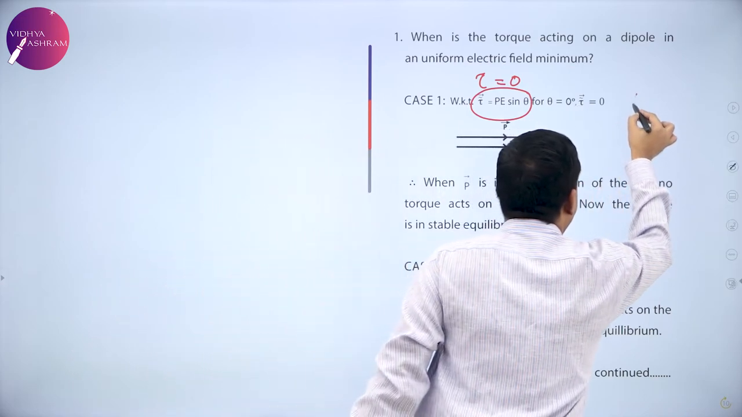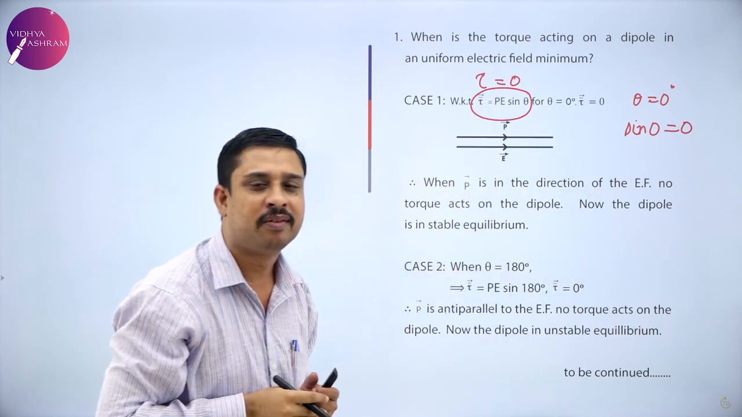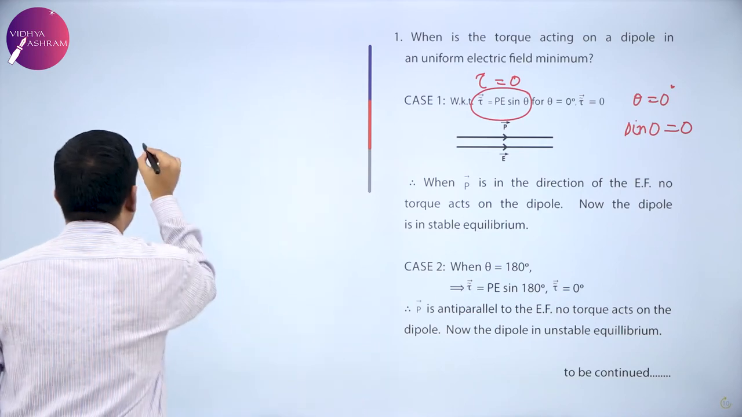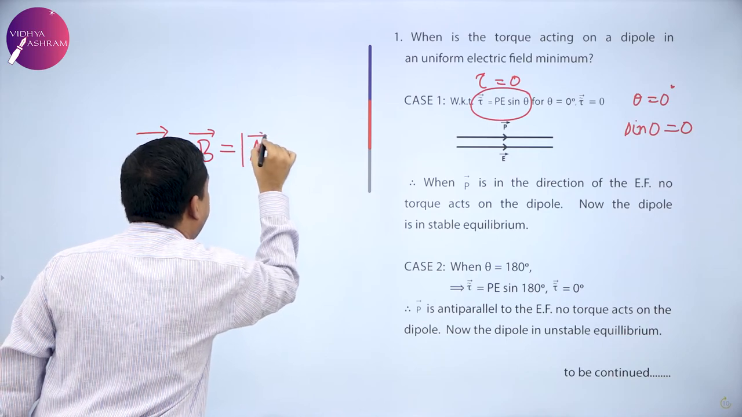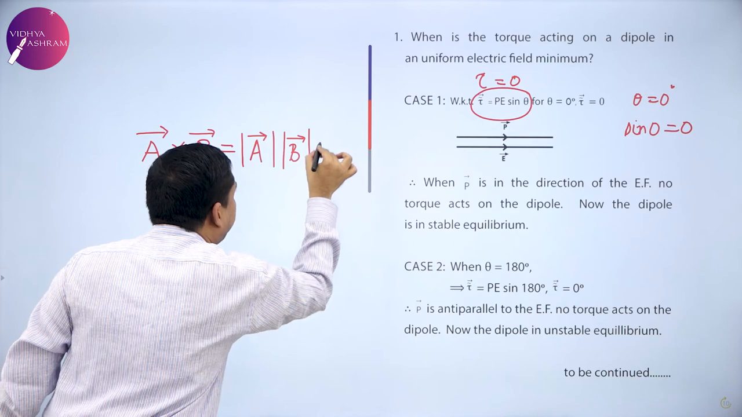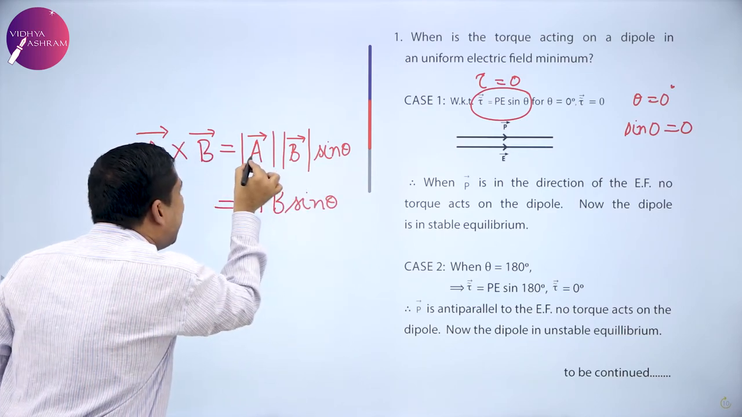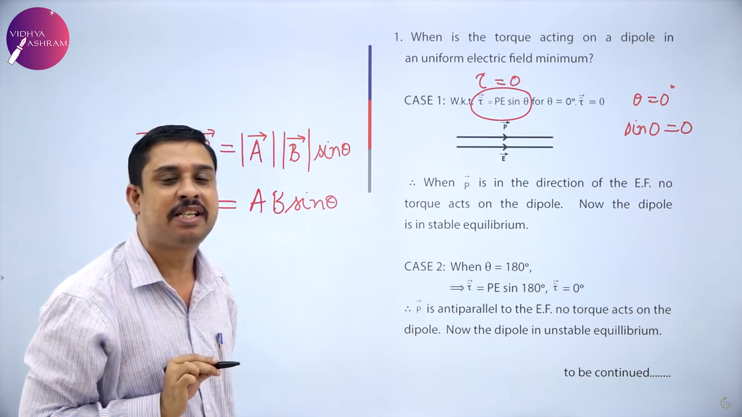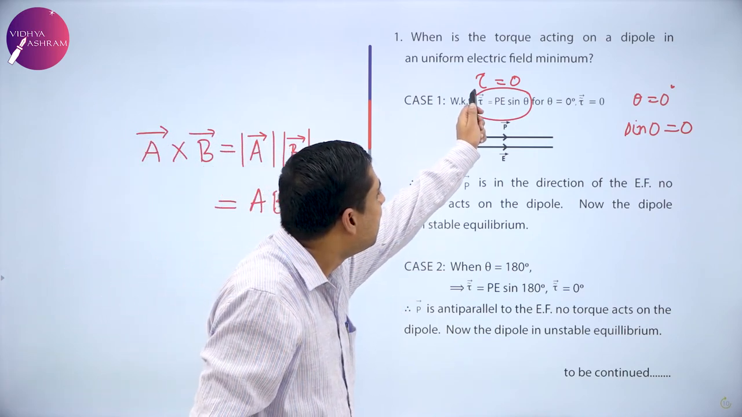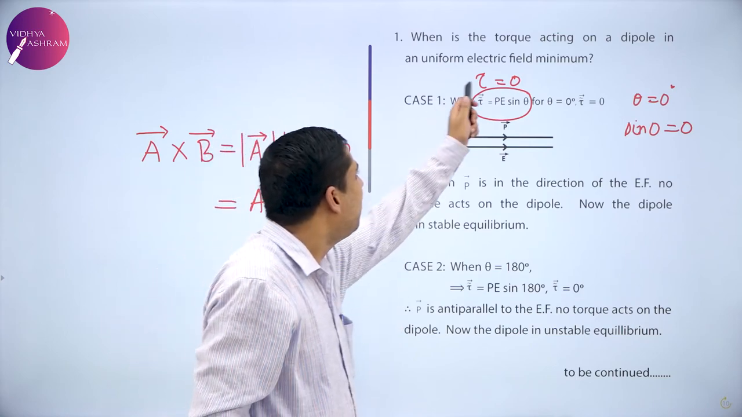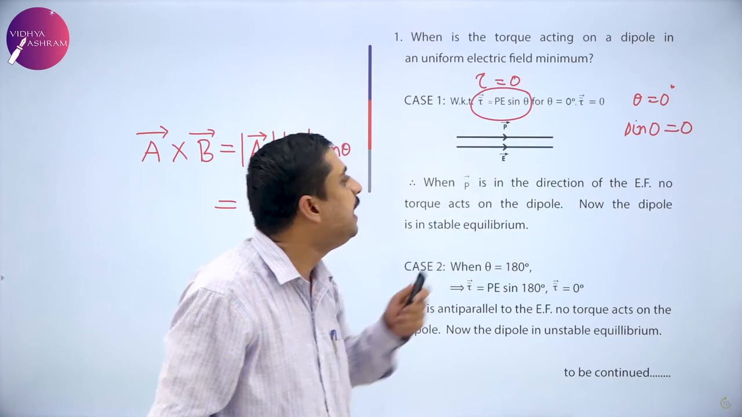Why? We know when theta is equal to 0 degrees, sine 0 is 0. What if P and E is 0? No. Always understand, when we have vector A cross vector B, this is actually defined as magnitude of vector A, magnitude of vector B sine theta, which is AB sine theta. So A and B are defined values, and they cannot be zero. They are magnitude values. Similarly here, magnitude of P, definite dipole moment. Magnitude of E, definite. P and E cannot be zero. The only option is sine theta has to be zero.